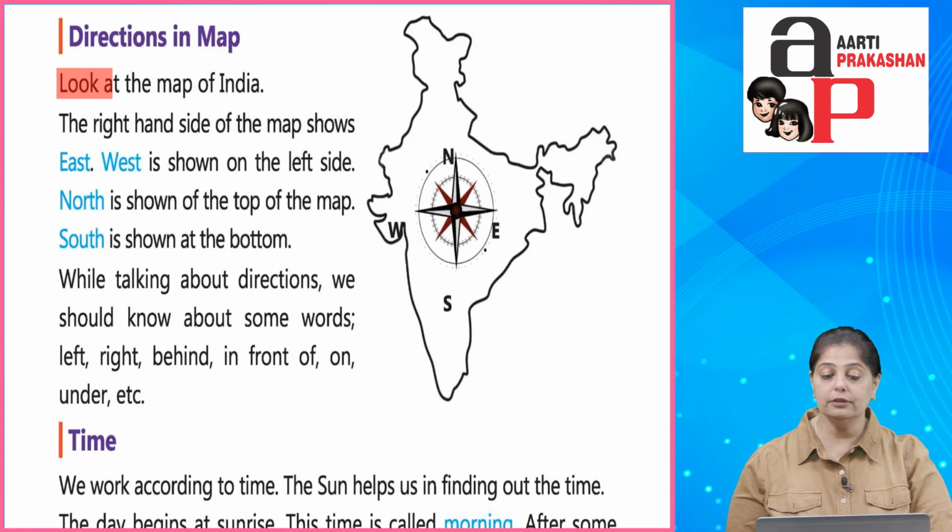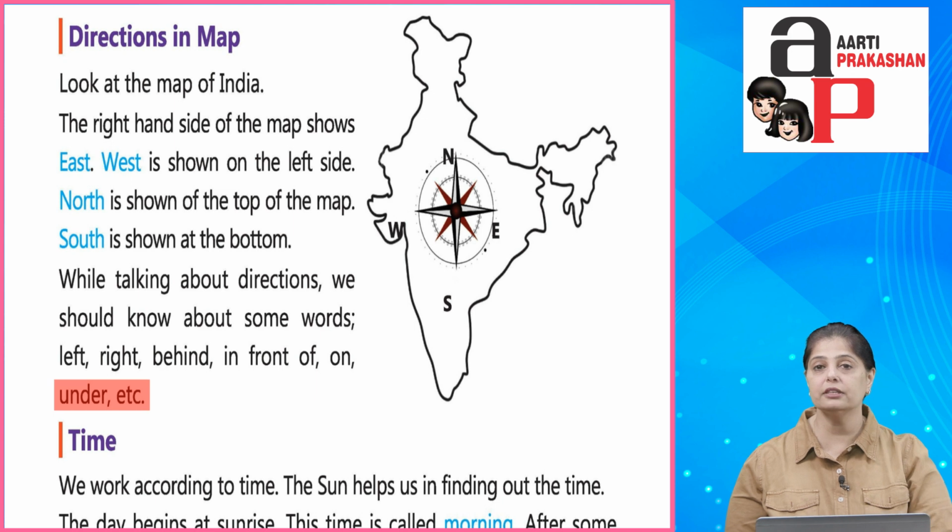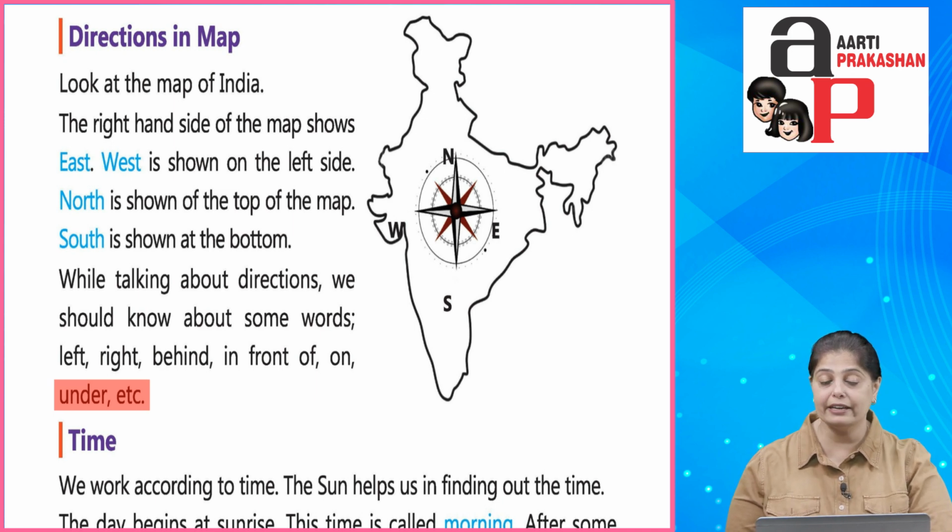Directions in map. Look at the map of India. The right hand side of the map shows east. West is shown on the left side. North is shown on the top of the map. South is shown at the bottom. While talking about directions, we should know about some words: left, right, behind, in front of, on, under, etc. These are certain important words that we need to remember when we are talking about directions.